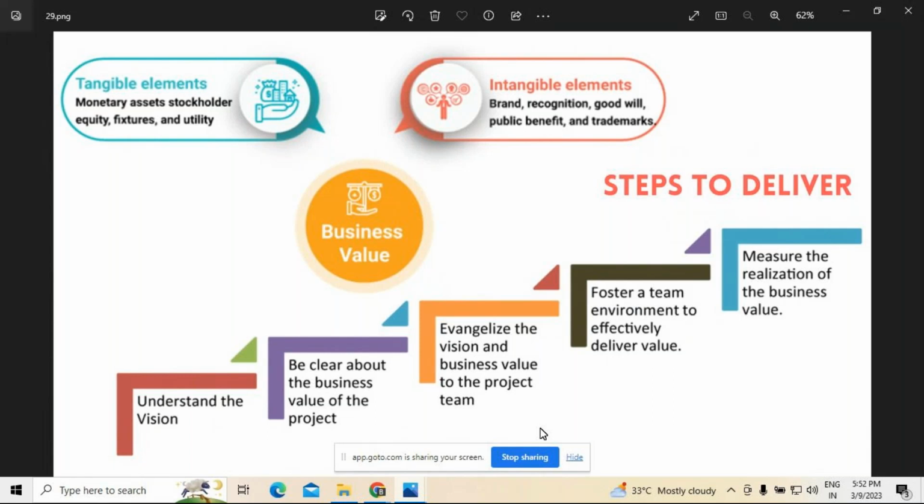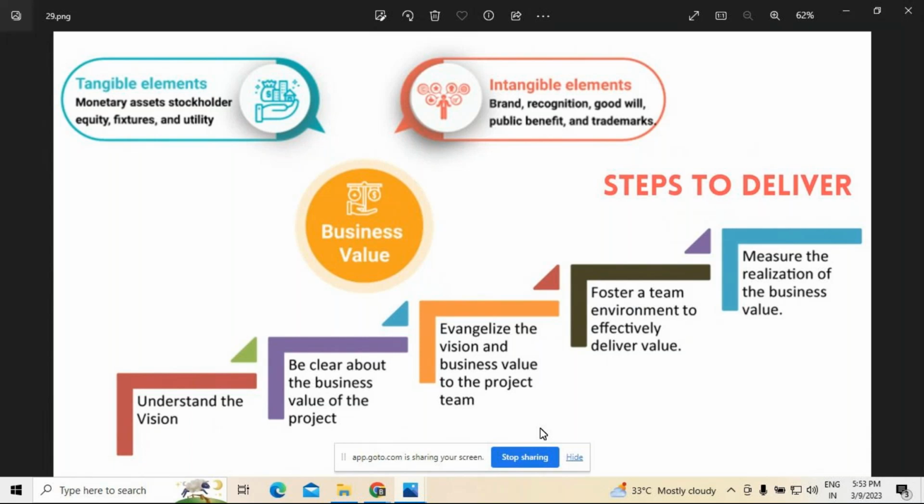Tangible elements means the kind of monetary asset, the stakeholders' equity which is involved in it, because a stakeholder has invested some amount of money in a business or a project where they're expecting some return of investment out of it. Return of investment need not be a monetary one. Return of investment in terms of the quality services, right? So that one, followed by the kind of fixtures as well as utilities what the stakeholder wants to achieve in their business, right? So tangible elements are the one aspect we have to consider when we are working on the business value.